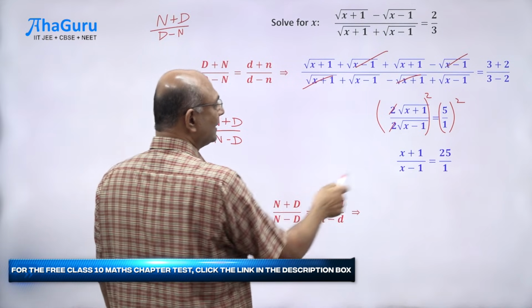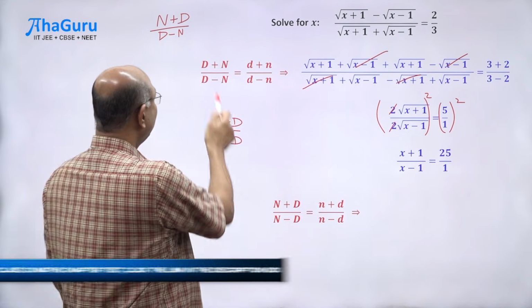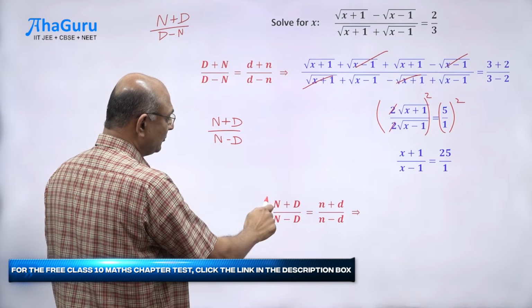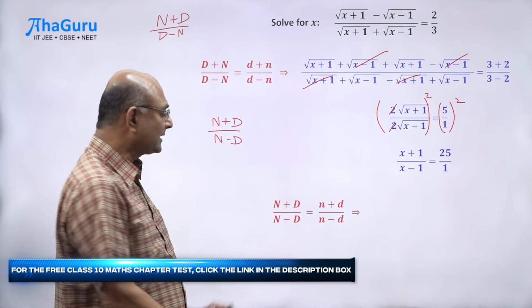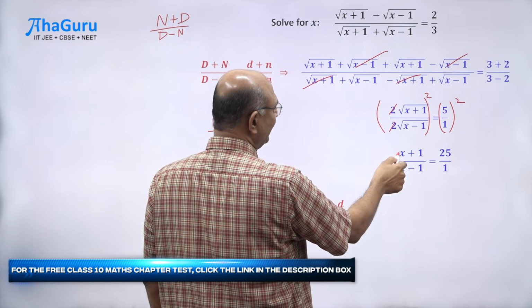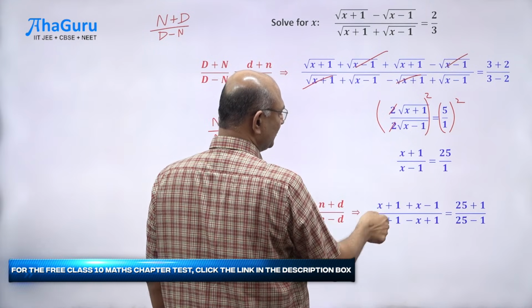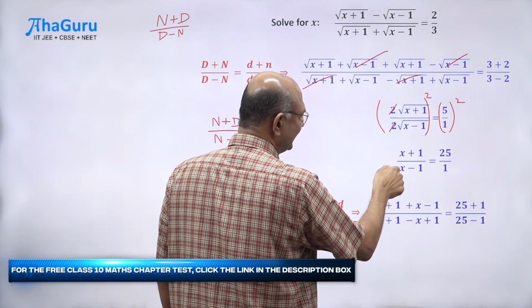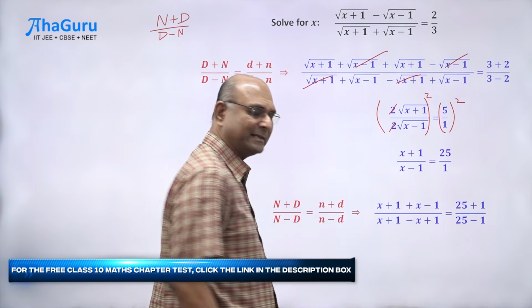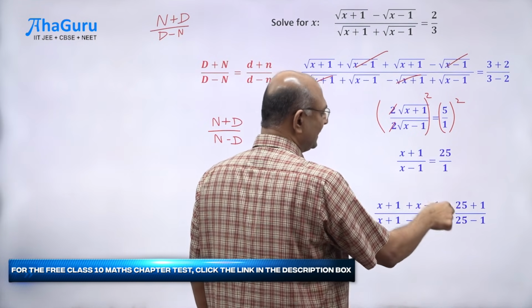So suppose I do that, remember you must do the same on the right side also, whatever you do on the left. Here I did d plus n by d minus n. Here I'm doing n plus d by n minus d. Whatever I do on the left side, I must do on the right side. So if I did that, what is going to happen? X plus 1 plus x minus 1 by x plus 1 minus of x minus 1. Minus of x minus 1 is minus x plus 1. And I must do the same here. So 25 plus 1 by 25 minus 1.